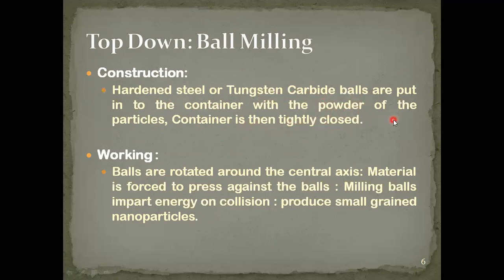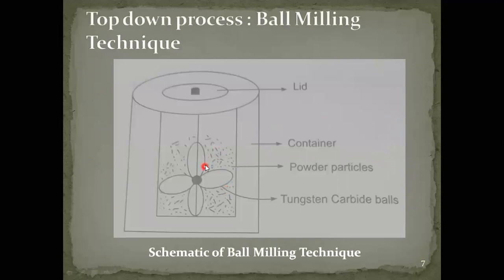Why are we closing the container? See this diagram. These are the silicon or tungsten carbide balls. This is the container, like the mixing we see day-to-day. So it is similar to that. This is the lid. So as not to eject the particles outside, we are closing the lid. That is reason number one. And reason number two, when you are preparing the nanoparticles, to have the stability or the desired form, we need a closed environment.